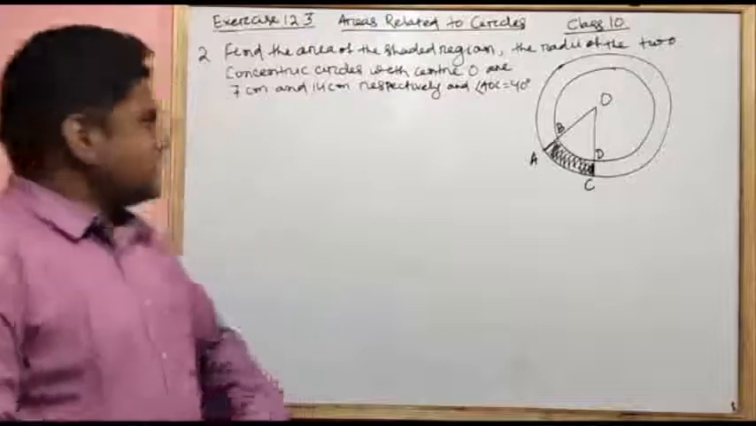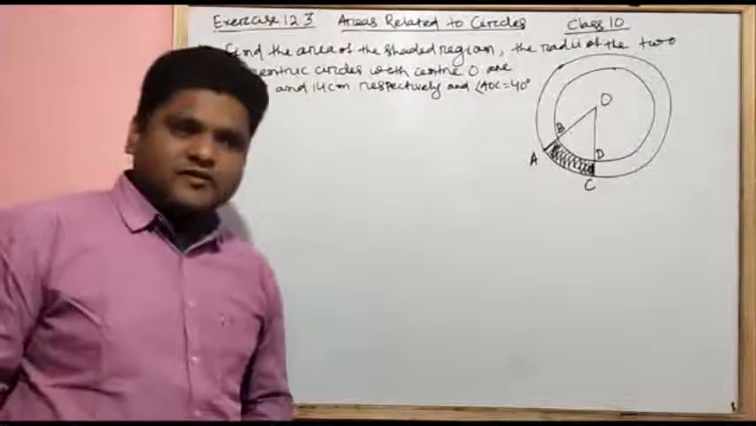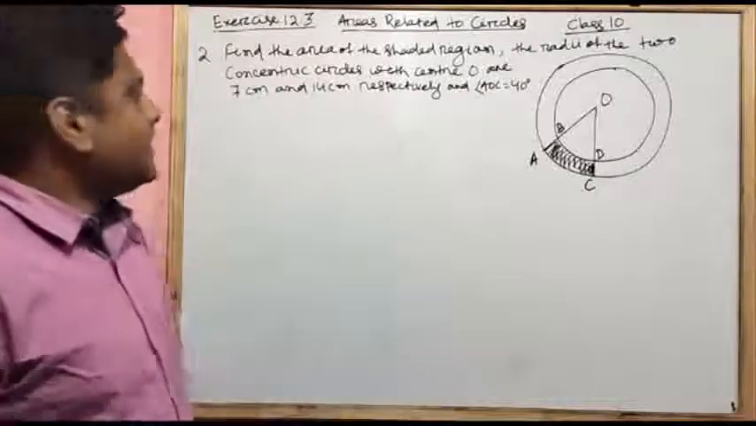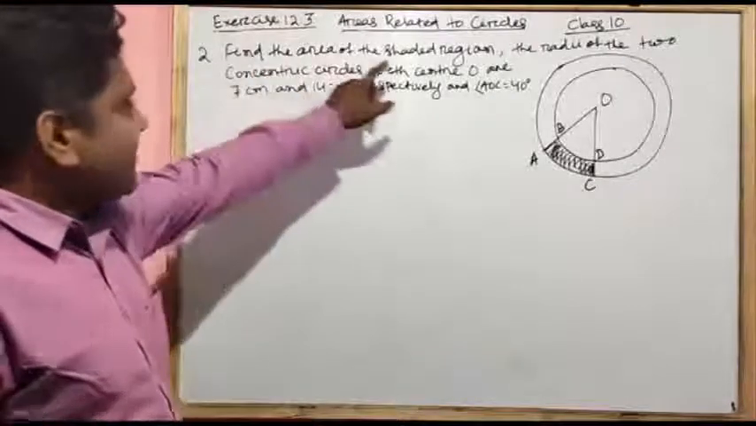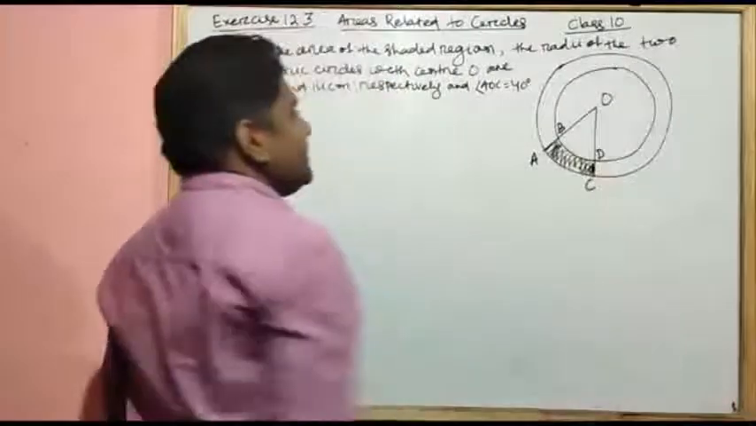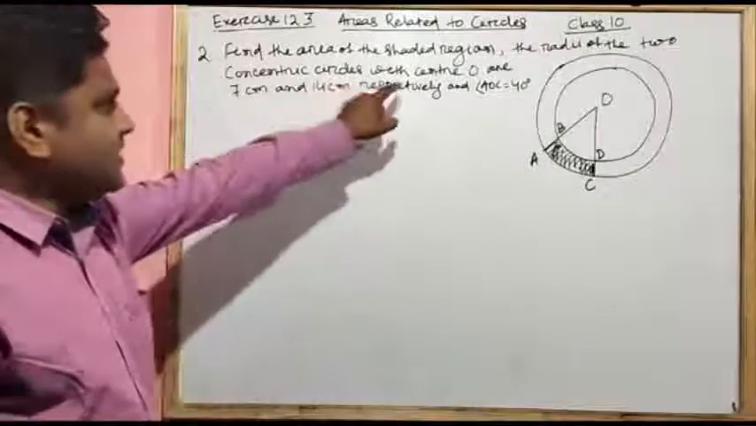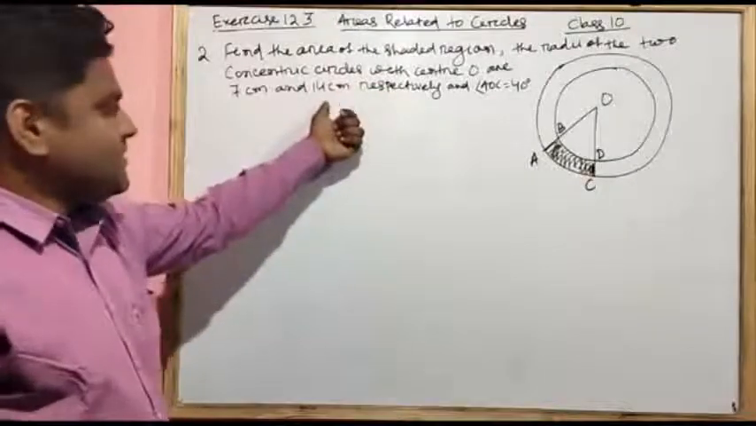Students, let's take number 2 of exercise 13.3, that is from the chapter Areas Related to Circles from class 10. The question is, find the area of the shaded region. This is the shaded region. The radii of the two concentric circles with center O are 7 cm and 14 cm.